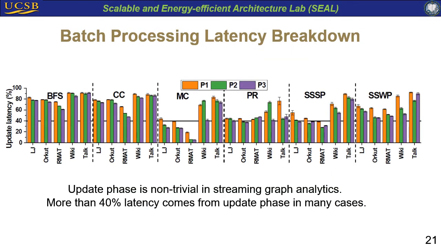Next, we want to understand the batch processing latency breakdown between the update and the compute phases. In the graph on this slide, the x-axis shows once again the different data sets for different algorithms, and the y-axis shows the percentage of the batch processing latency which is occupied by the update phase. We show this breakdown across all three stages of the execution, P1, P2, and P3. The main takeaway from these results is that the update phase is actually non-trivial in streaming graph workloads. In many cases, more than 40% of the latency comes from the update phase.